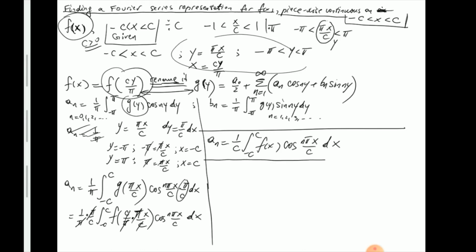So that's the formula for an, for n equals 0, 1, 2, and so on. And in the same manner, you can quickly prove that for bn, the formula is very similar: 1 over c, the integral from minus c to c, f of x sine of n pi x over c dx.